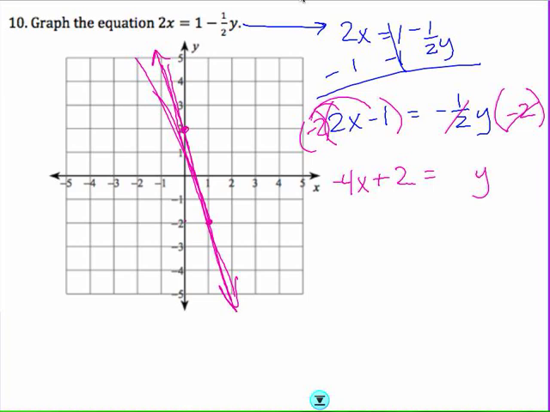You guys are smart. You get the idea. Ignore these ugly lines. So that should be more or less what your line looks like.